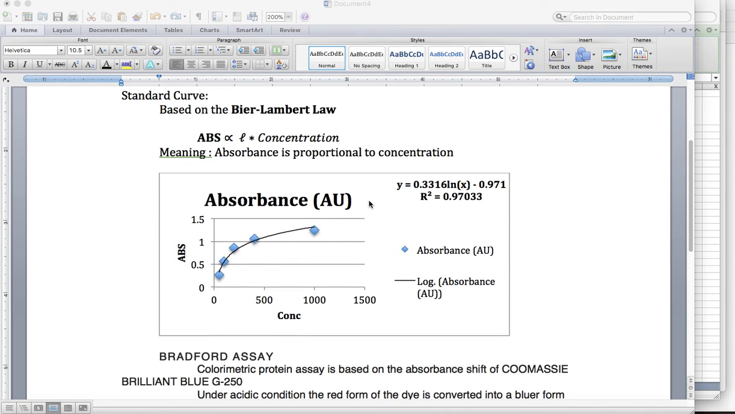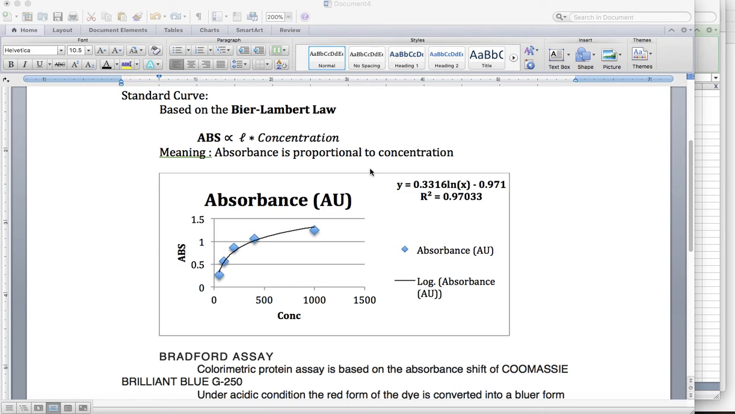So the standard curve is based on the Beer-Lambert law. Essentially what it says is that absorbance is proportional to the length that the light travels as well as the concentration. Since we are using cuvettes that are the same size, the length of travel does not really change for us. However, what does change is the concentration. So this equation tells us that for a given absorbance, if it goes up, so will the concentration.